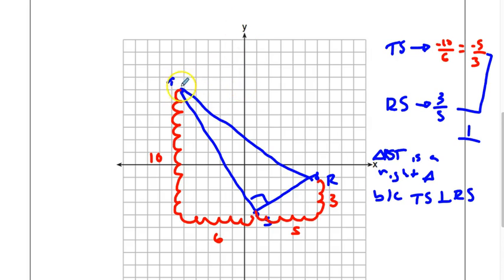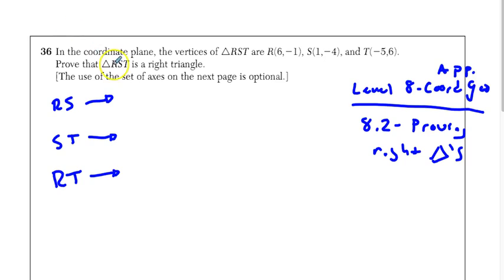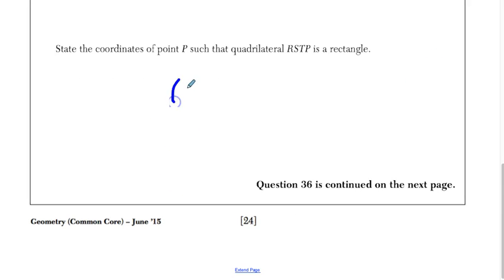So watch, this is all you got to do. You count 5 over, 1, 2, 3, 4, 5, and then up 3. And you see what I've done there? I've actually just created a parallel line to SR. So if you go like this, well, look at that. It looks just like a rectangle. You just had to count the same amount. So this point P is at, well, let's write that in. That point is (0, 9).